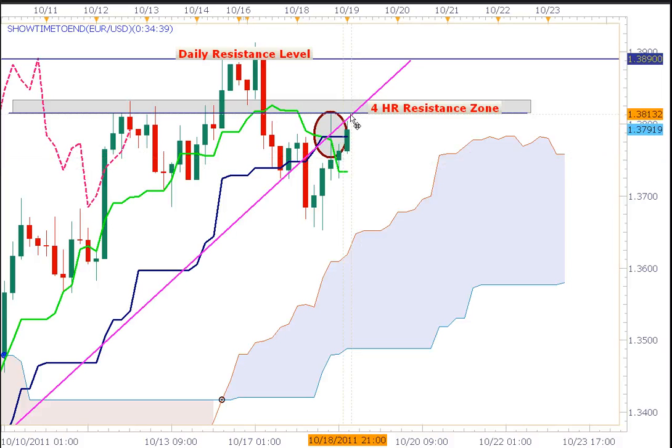Okay, so we want to see a break above this level here, a close above this level, and if we close above this level, we'll get into the trade, and we could put our stop loss below this 4-hour resistance zone, or if we're following the Ichimoku system, we'll put it below this Kijun Sen, okay, and then we'll take it to this next level here.